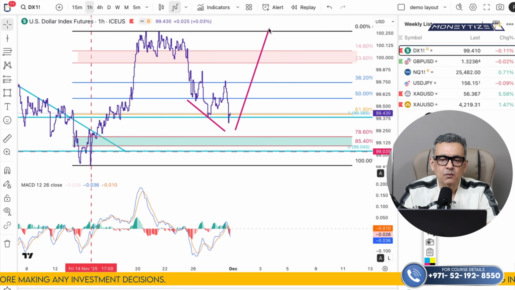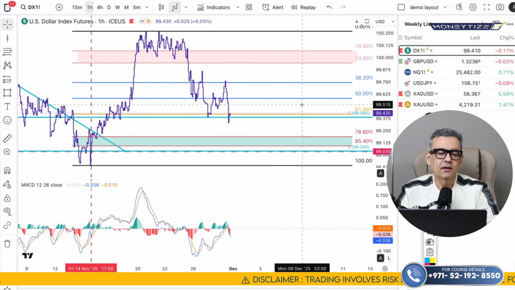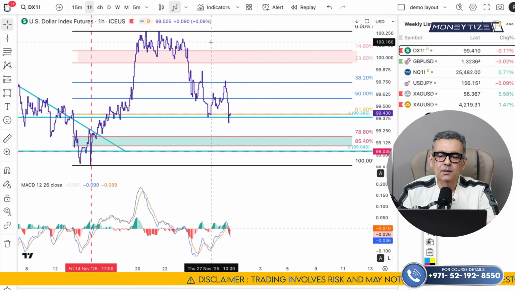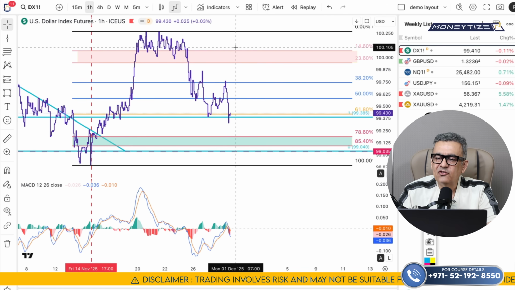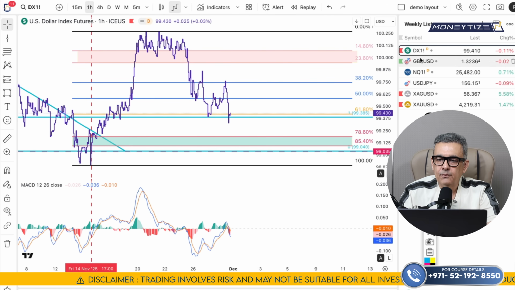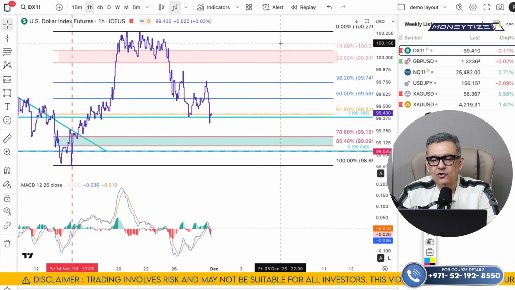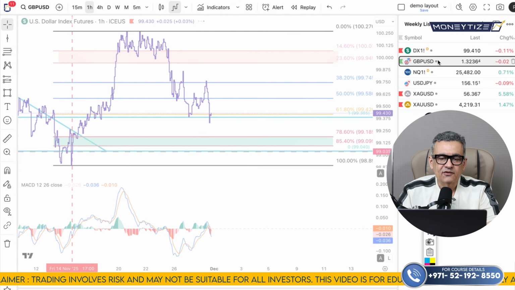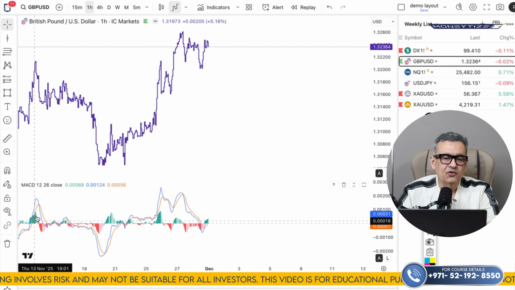And we can expect one more bounce from the current level. So currently, we can see that the weakness has started building on dollar index, but the bearish pattern is not 100% confirmed. So it is in transition right now. Now, the next instrument is GBP against US dollar.